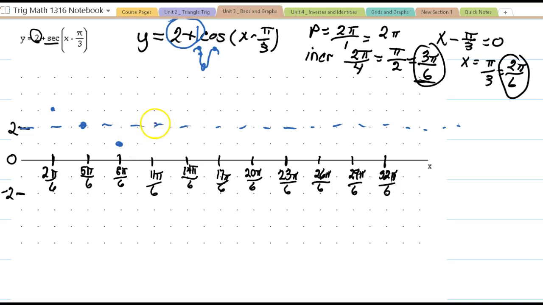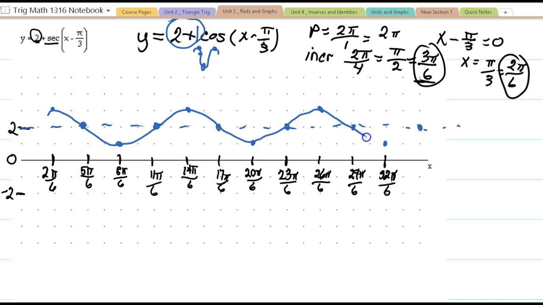Then I'm going to go to the middle. Then I'm going to go to its peak, to the middle, to the bottom, to the middle, to the peak, to the middle, to the bottom. And then you can see that we're going to do that. So we could see that our cosine graph would look like this.